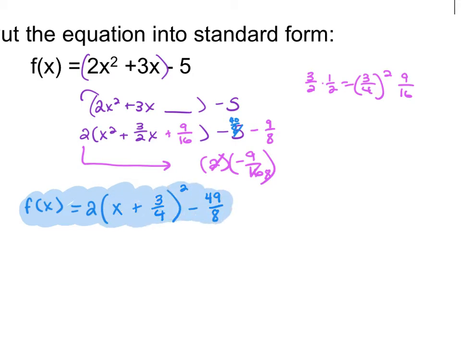Where did the 1/2 come from? To get to 9/16, you've got to divide by 2, and dividing by 2 with a fraction is the same thing as multiplying by a half. Oh. So you always take that second term and you divide it by 2, then square it to figure out what the last term's going to be.